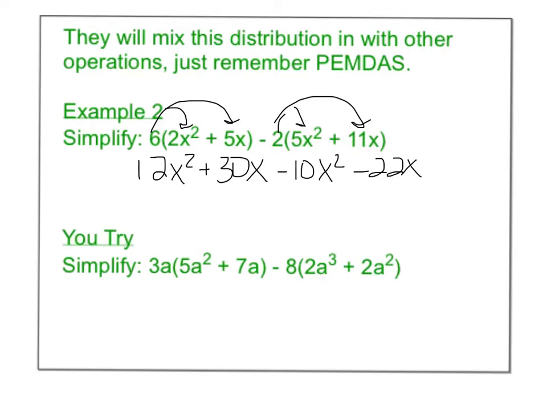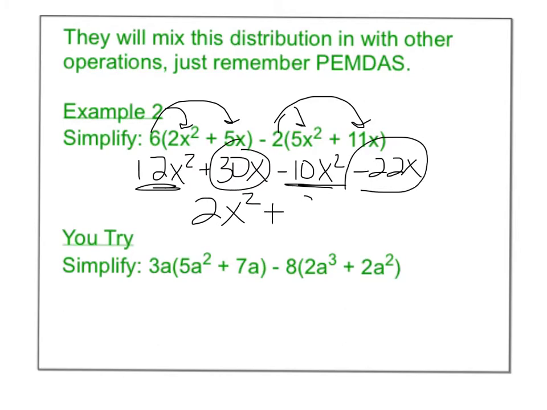From here, we notice that we have to combine like terms. So we're taking again another skill that we learned in a previous lesson. We're going to take that 12 and that negative 10 and add it together. So you're going to have 2x squared left. Then you're going to take that 30x and negative 22x and have positive 8x. Alright, try the next one. Pause the video and then turn it back on when you're ready to hear the answer.